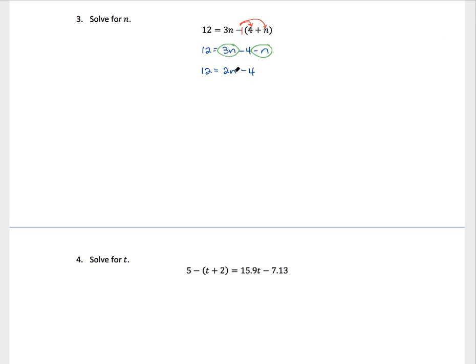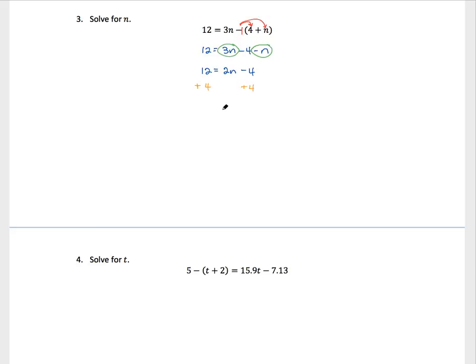And again, our goal is to solve for n, to get n by itself on one side of the equation. So I'm going to keep n on the right-hand side, which means I need to get rid of this -4. I want to combine this -4 with this 12. So to undo -4, its inverse operation is +4. So whatever I do to one side, remember to do the same thing to the other side of the equation.